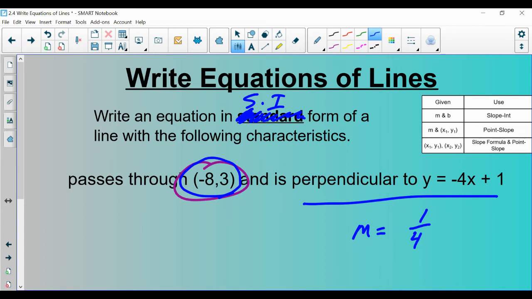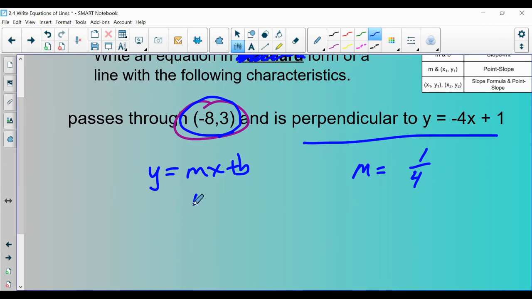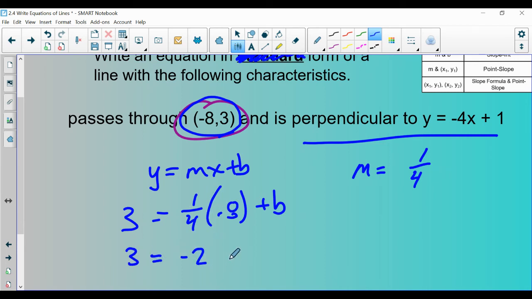Now we can write our equation. Let's turn it into slope-intercept form. I don't care if you do point-slope into slope-intercept form, or if you do this thing here where you say y equals mx plus b. You plug 1/4 in for m, negative 8 in for x. 1/4 times negative 8 is negative 2. So b is 5. So the equation perpendicular to this line that passes through this point should be y equals 1/4 x plus 5.